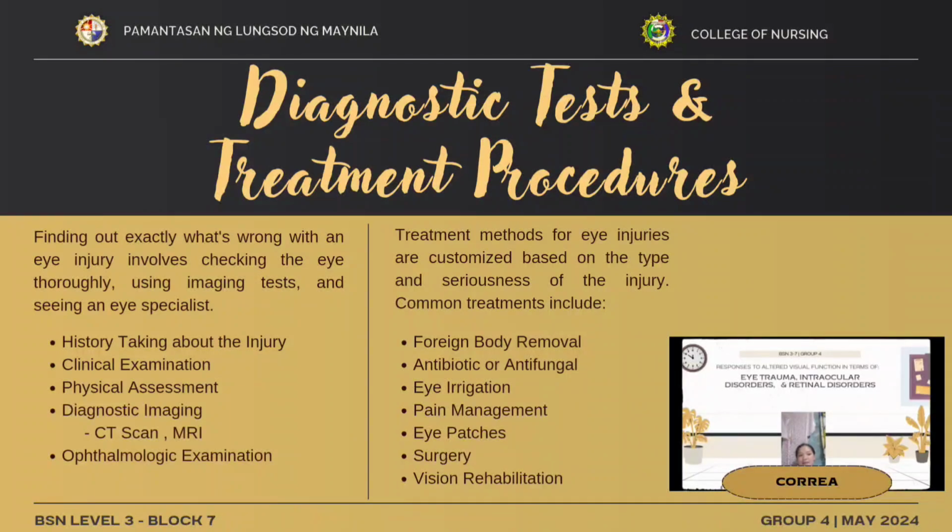Next is yung eye patches or shield. For certain injury lang yung eye patches and shield. So, next is the surgery. Severe eye injuries such as globe rupture, retinal detachment, or intraocular foreign bodies may necessitate surgical intervention. Last is the vision rehabilitation. In case of permanent vision loss or visual impairment resulting from trauma, a vision rehabilitation program may be recommended to help patient adapt to their new visual status.